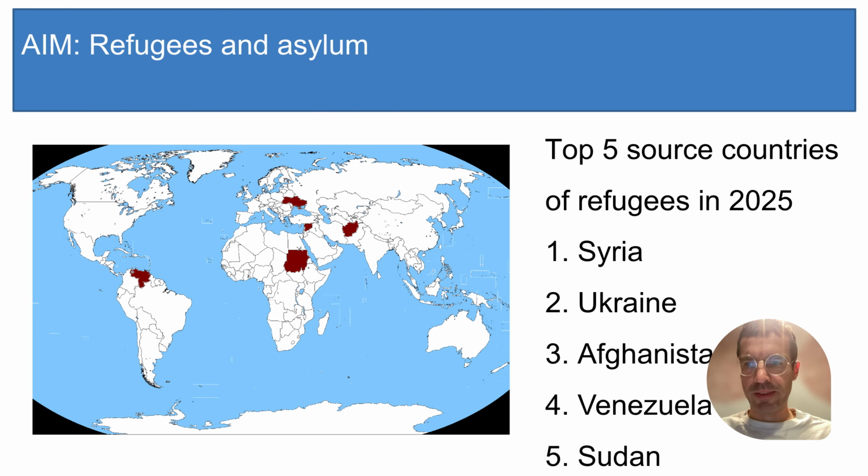Now take a look at this map of refugees by source country in 2025. The 5 countries with the most number of refugees are Syria, Ukraine, Afghanistan, Venezuela, and Sudan. In class, you will look at what is happening in each of these countries that is leading to so much forced migration.